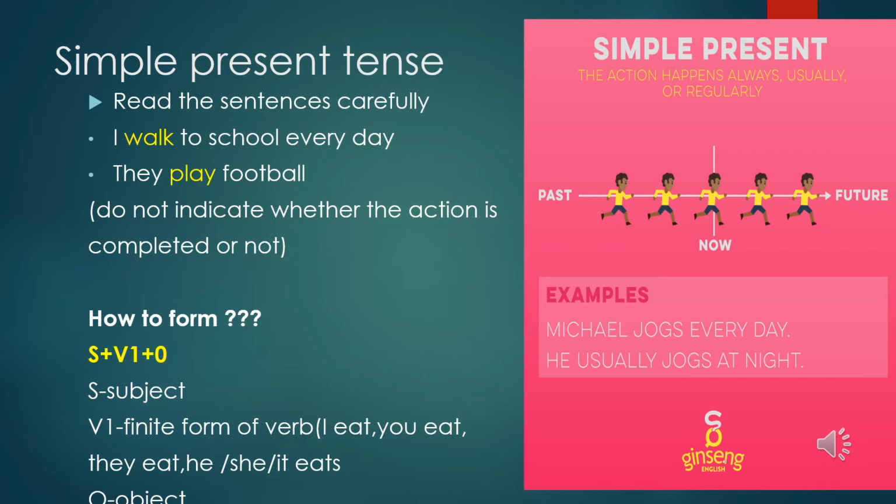You might know that whenever you are doing writing practice or a writing exercise, you need to follow the subject-verb-object pattern in English. That is the sentence structure in English. So now you just need to understand the structure of the simple present tense, that is S plus V1 plus object.